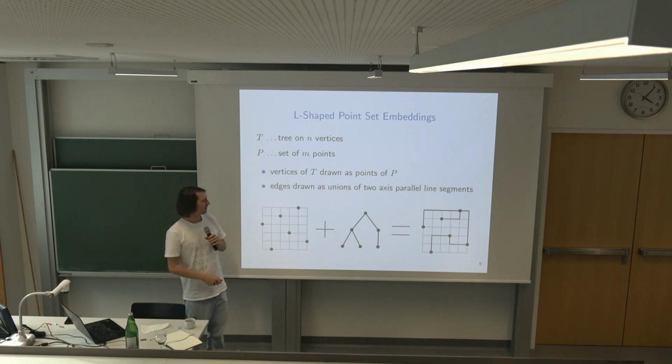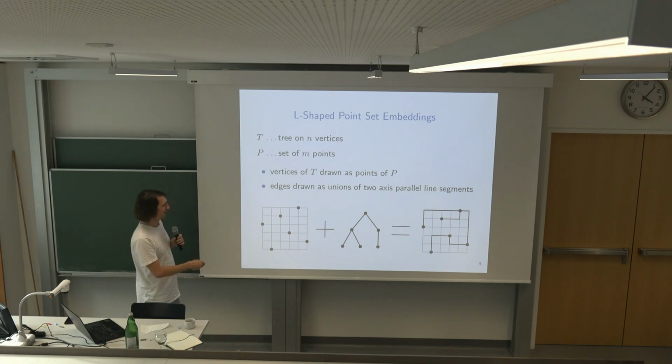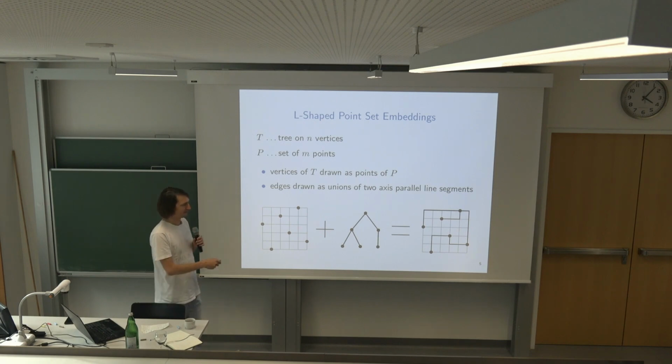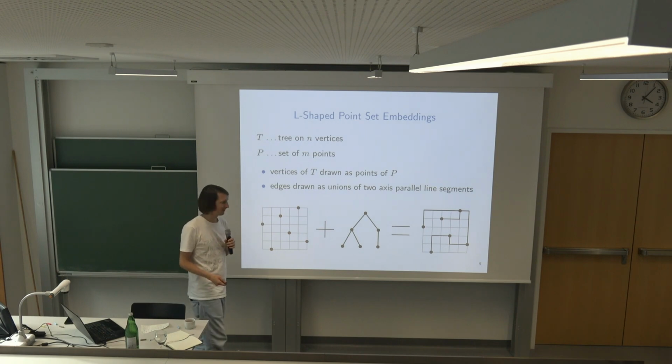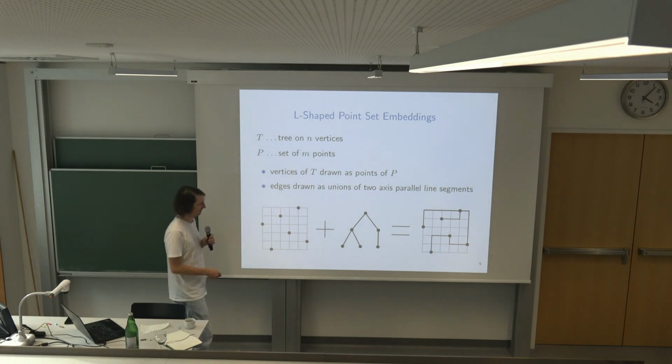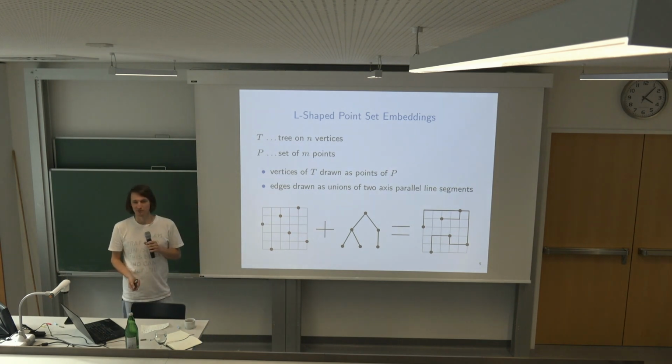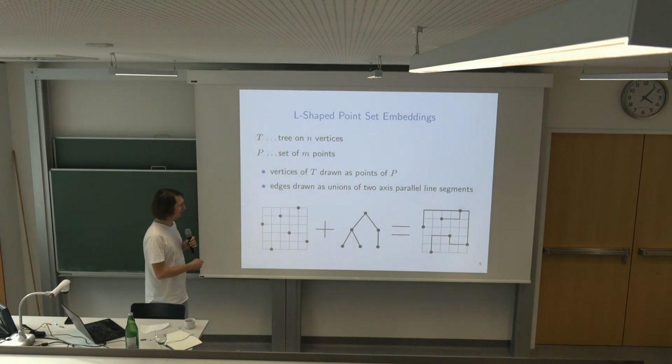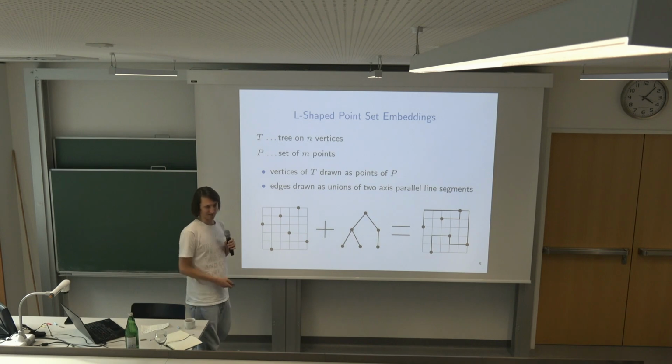Okay, so the problem is as follows. Ignore the text, here are some pictures. You're given a point set, with no points on the same x or y coordinates, and you have a tree, or in general, you can formulate it for graphs. But this was the question that motivated me for my master's. The question is, if I have this point set and this tree or graph, can I draw the edges with one bend along the grid so that the whole thing is planar?